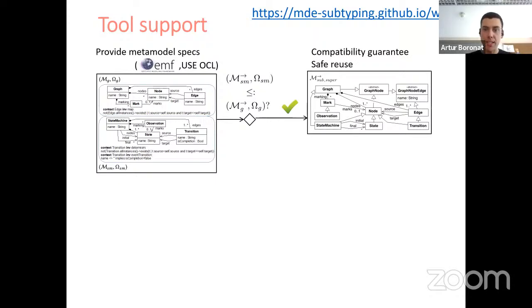Going one step further, the tool also facilitates the reuse of such an operation when it is based on EMF, by using the extension metamodel that I presented earlier. And this ensures the application of the operation to models conforming to the subtype metamodel specification without having to modify the implementation, which is quite useful.